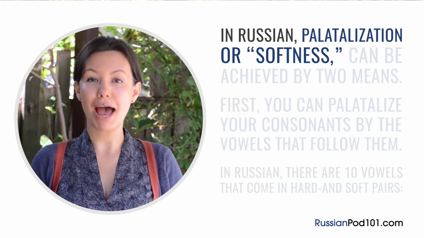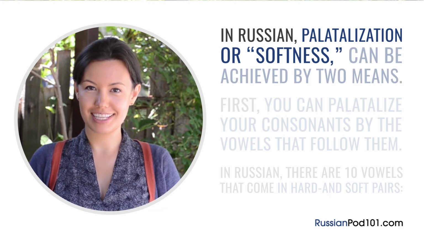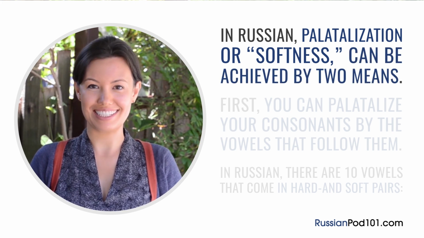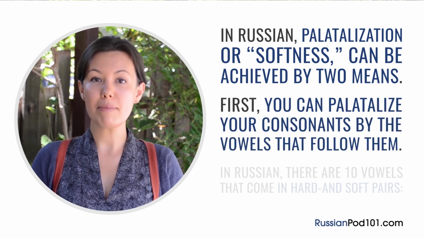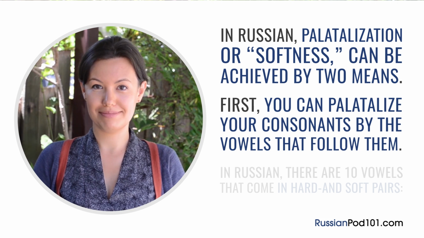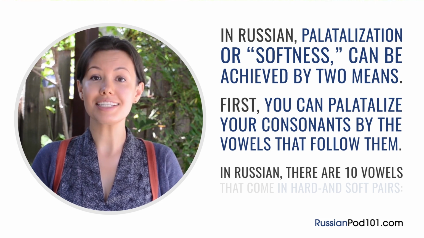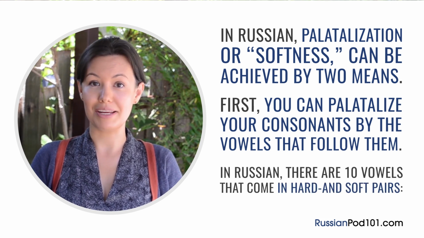In Russian, palatalization, or softness, can be achieved by 2 means. First, you can palatalize your consonants by the vowels that follow them. In Russian, there are 10 vowels that come in hard and soft pairs.